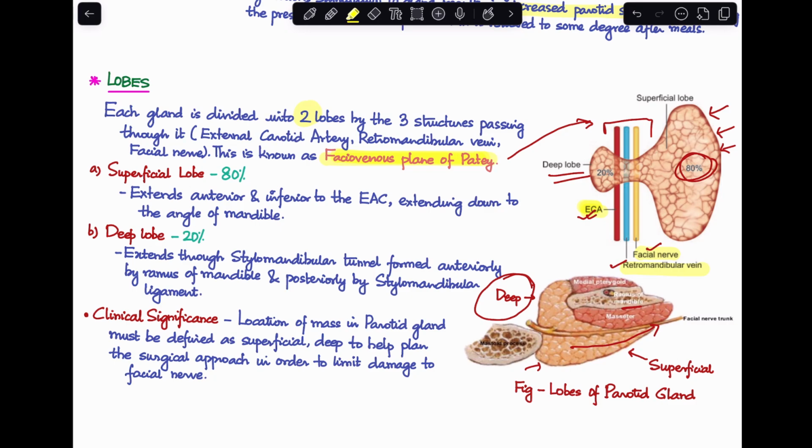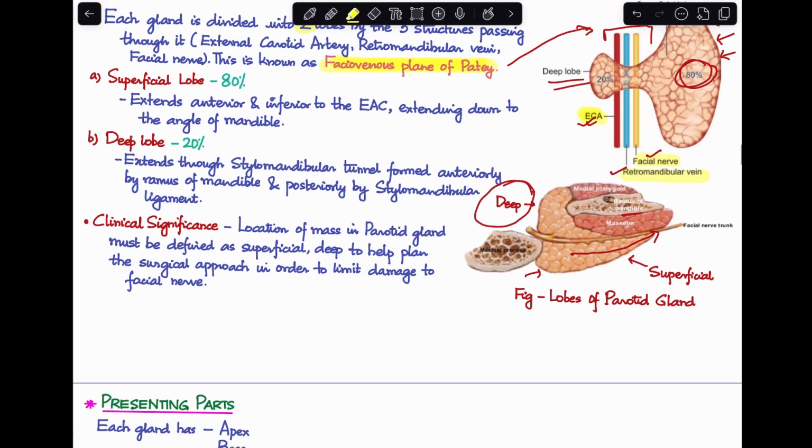You can check that out. So it is important that we know, does the mass involve the superficial lobe only or does it also involve the deep lobe? Accordingly, we'll define how much of the parotidectomy needs to be done. So this is about the lobes of parotid gland.